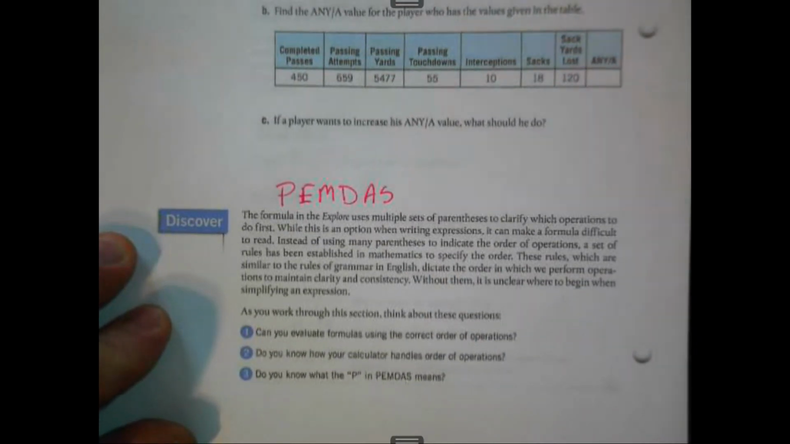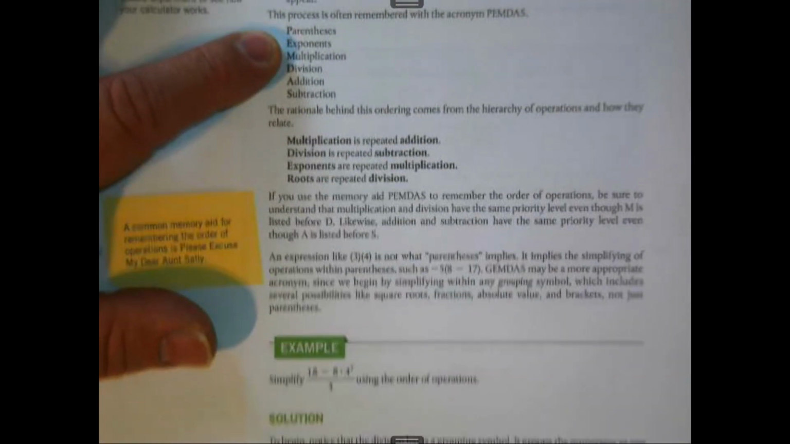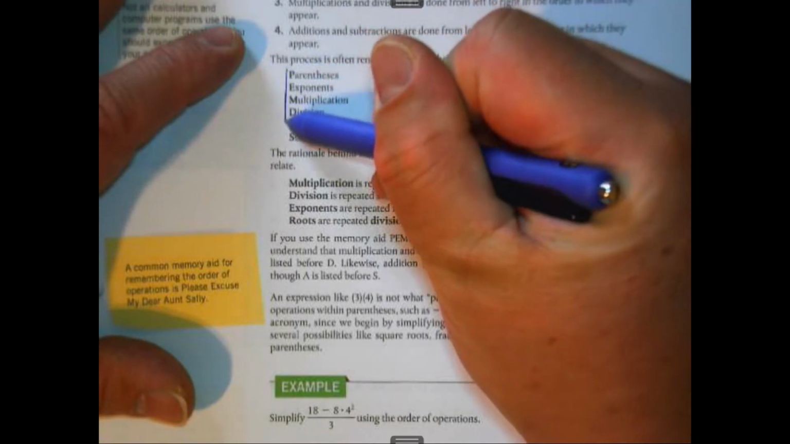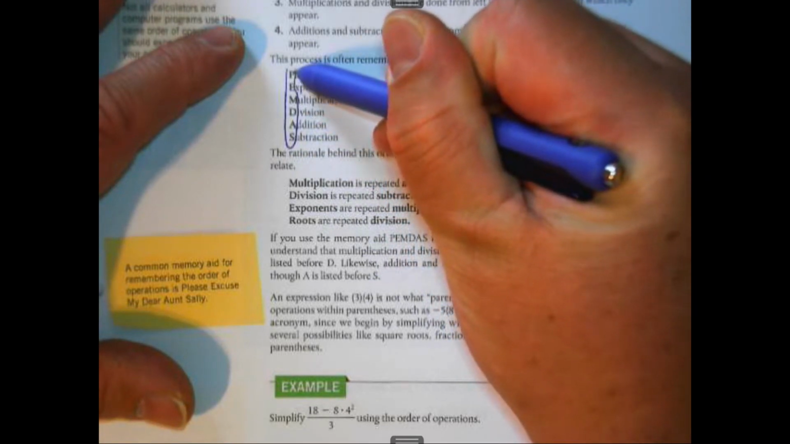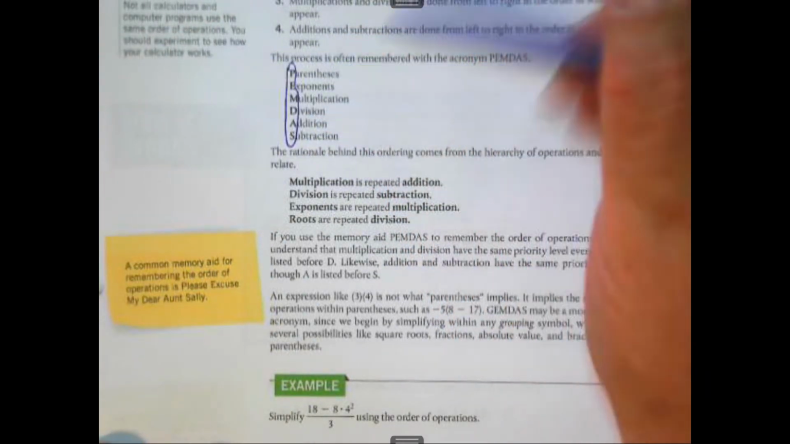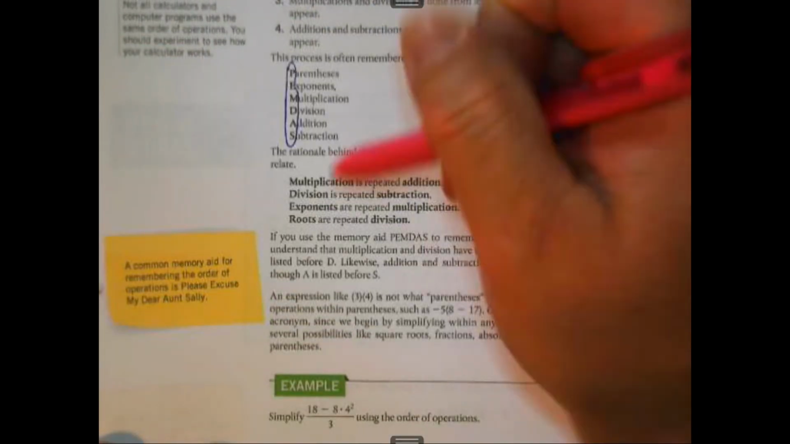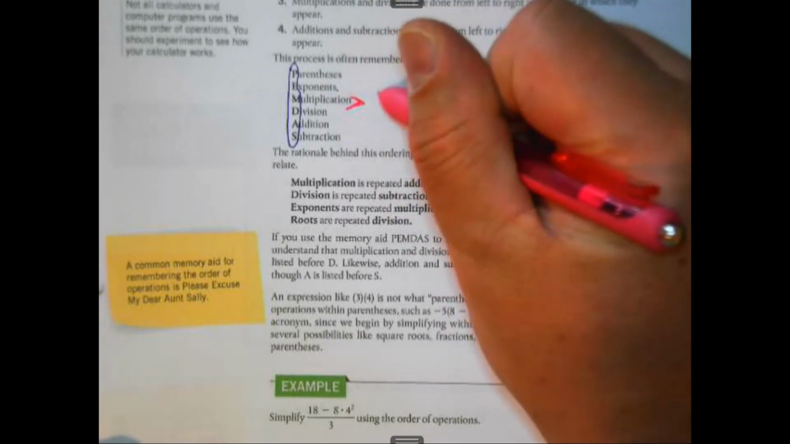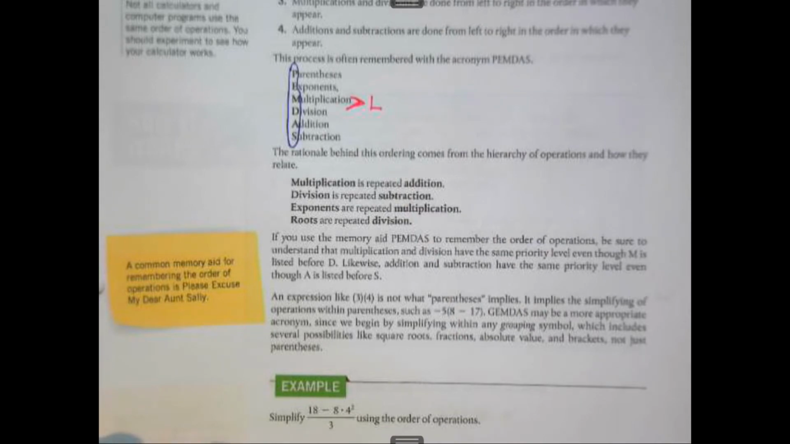Actually, let's go to the next page here. PEMDAS. P is for parentheses. That's the first thing you do when you do a math problem. So always look for parentheses first. Then you look for exponents, multiplication and division. These are on the same level, so you always go left to right with these.